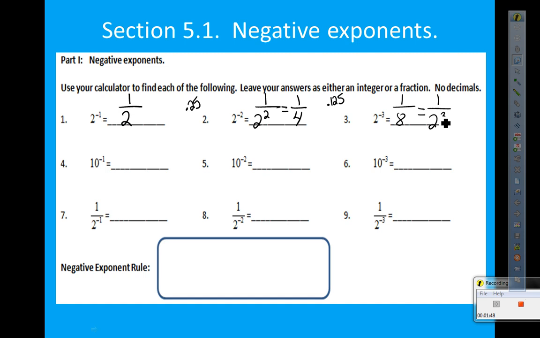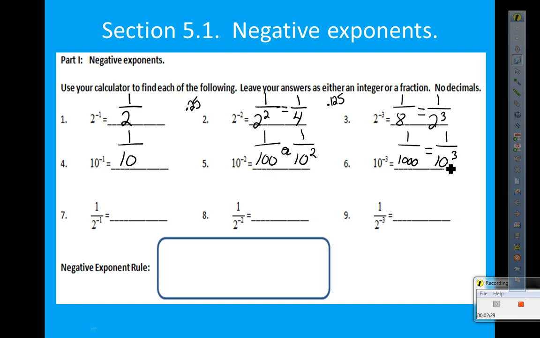Then I had them do the same thing for 10 to the negative 1. When we did that, that became 1 over 10. When we did 10 to the negative 2nd, that came out to be 0.01, which is 1 over 100. Or, I'm going to write it like this because I want you to see something. 1 over 10 squared. And of course, we did 10 to the negative 3rd, and that came out to be 1 over 1,000, which is the same thing as 1 over 10 to the 3rd.